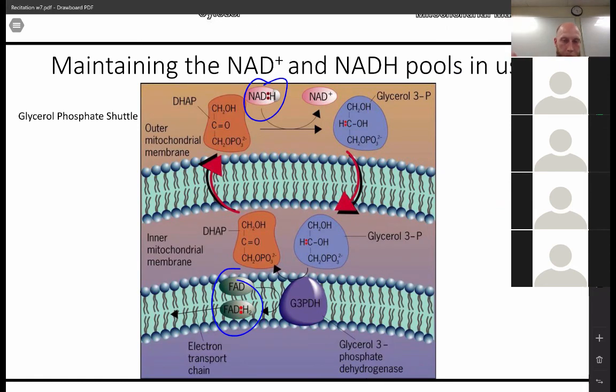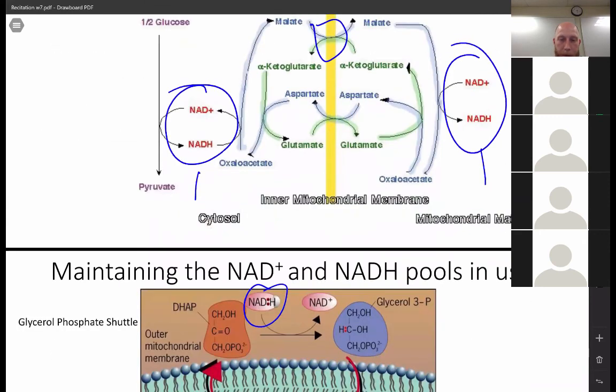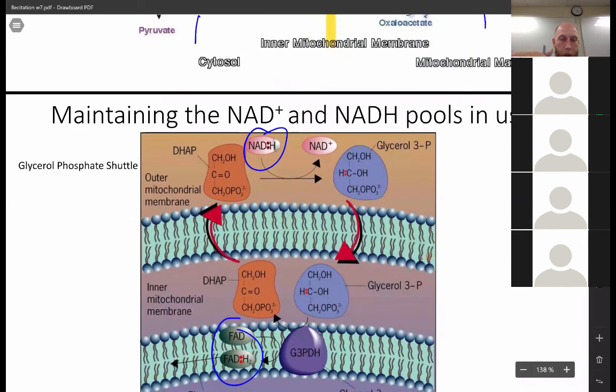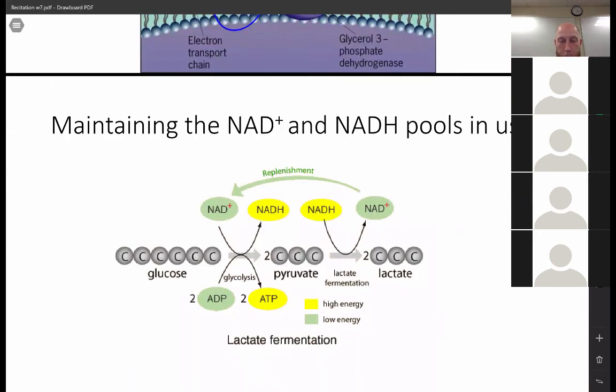The glycerol phosphate shuttle is prominent in skeletal muscle, and the malate aspartate shuttle is prominent in the liver. But these are just two examples of how you can maintain the NADH-NAD pool within the cytosol, so you're not running out of those reduction potential molecules. The third way that you can maintain that pool and replenish your NAD versus NADH pool within the cytosol is lactate fermentation, at least for humans. It would be ridiculous if we could do what yeast can do and ferment into alcohol, but it's probably for the best that we can't.